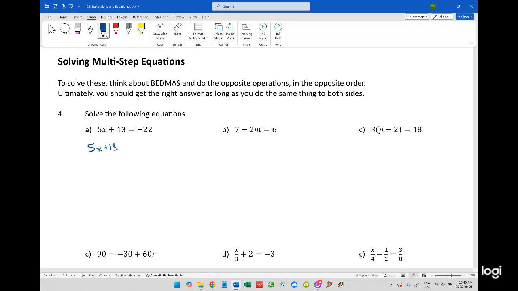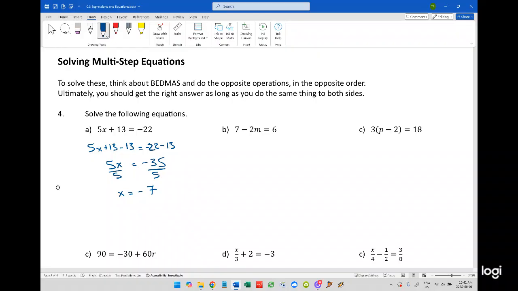5x plus 13 minus 13 to that side, minus 13 to that side, and then I'm going to just clean this up a little bit. Negative 22 minus 13 is negative 35. And now the first thing I would have done is multiply by 5. The last thing I'm going to do is divide by 5. All right, hopefully that kind of made sense.